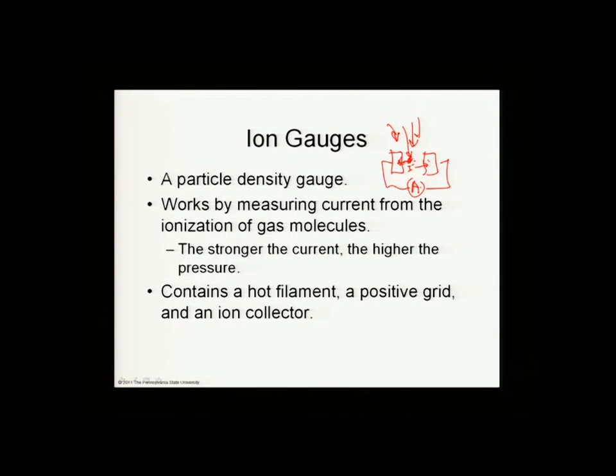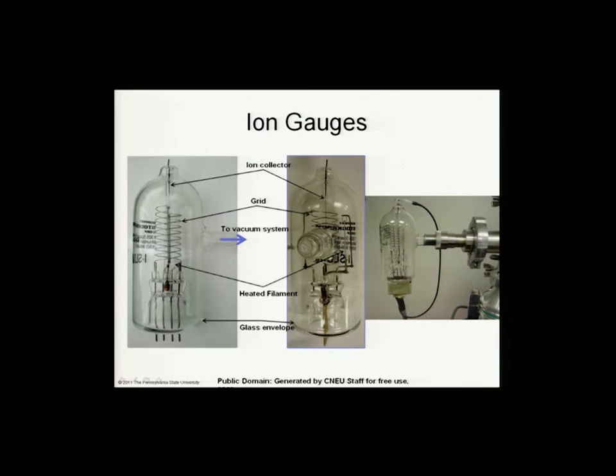It contains a hot filament to help with the ionization process, a positive grid. You can see that these ions are positive. I'm sorry, I put a negative sign here. A positive grid, which would be, this side would be positive, and an ion collector, this would be negative. So the power supply would be biased so that this would be negative and this would be positive. Ion gauges look as you see here. So it essentially looks a lot like a vacuum tube. It is sort of like a vacuum tube. You have the grid, and then you have the heated filament to aid with the ionization process, and then you have the ion collector.